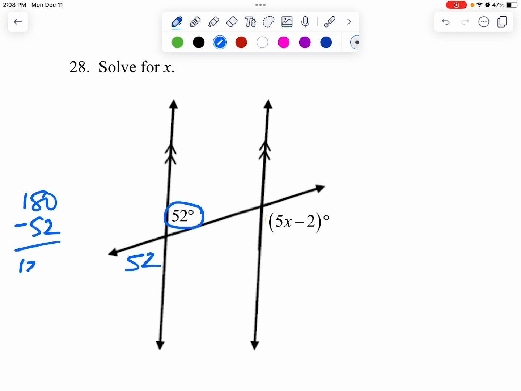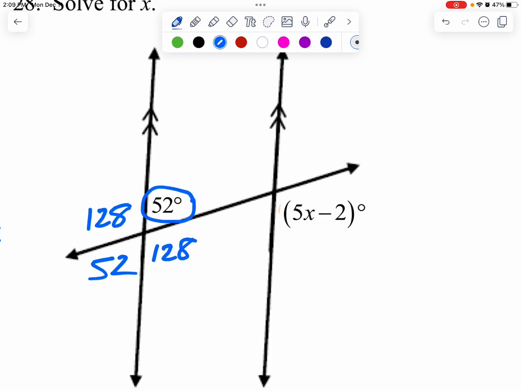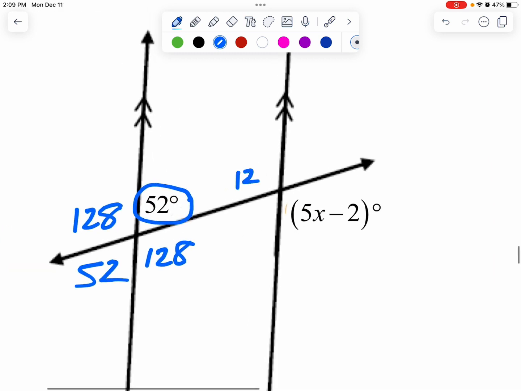It gives me 128. That's what goes here and here because of vertical angles. Do you remember how to figure out what all 4 of the angles are? If these are 52, then you can figure out these by subtracting from 180. And remember, the other thing is that they alternate. 128, 52, 128, 52, 128, 52, 128, 52. They alternate. So we actually can fill in all 4 of the other angles.